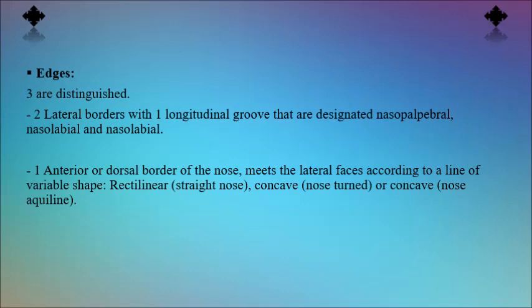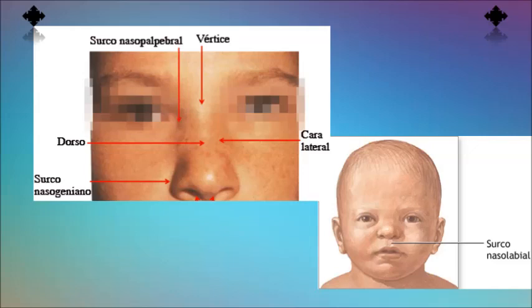The other is the anterior or dorsal edge of the nose, in which the two lateral faces meet according to a line of variable form. These can be rectilinear, known as straight nose, concave, known as snub nose, or convex, known as aquiline nose. Here are the names that the longitudinal furrow receives in its trajectory.